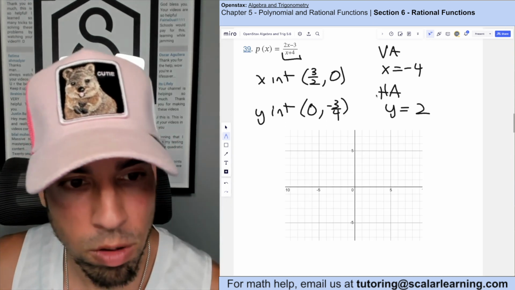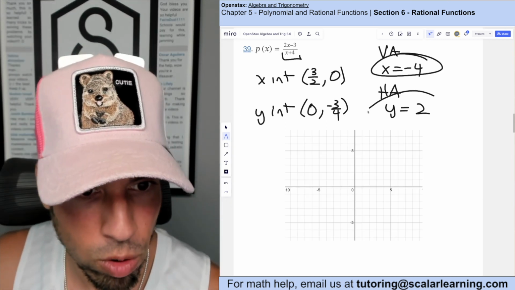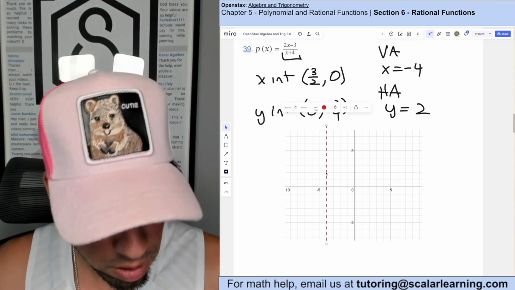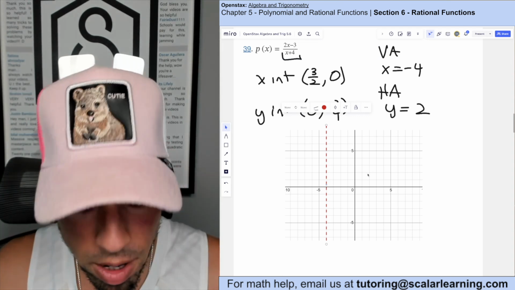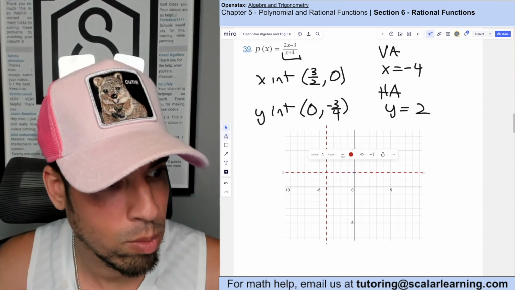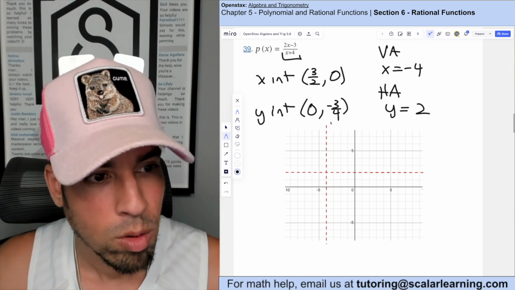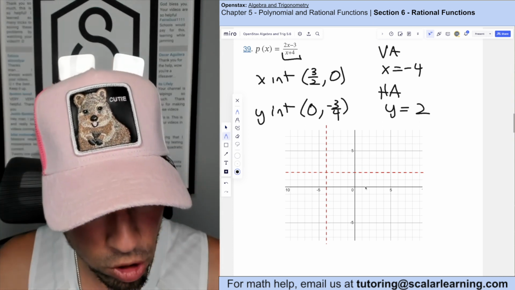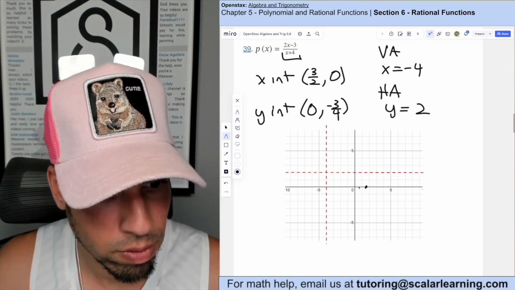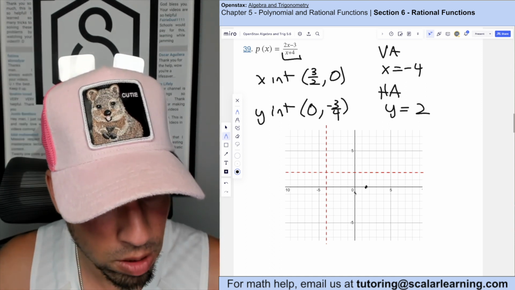So now as we're graphing this out, I start with the vertical and horizontal asymptotes as dotted lines. So here is x equals -4, that nice vertical line. And then we have y equals 2, which is a nice horizontal line, hence the horizontal asymptote. And then we can plot the x-intercept, which is 3 halves comma 0, which is like 1.5 right here. And then the y-intercept 0, -3/4, which is approximately right here.